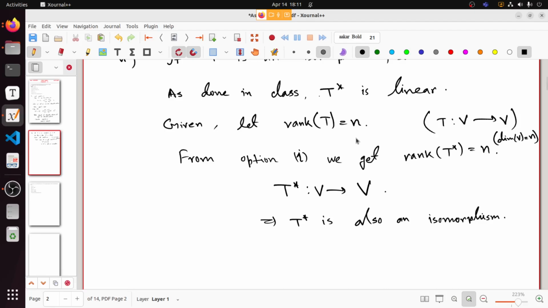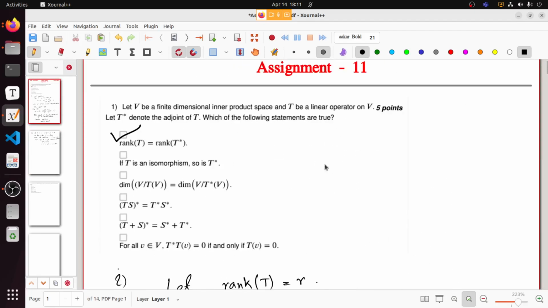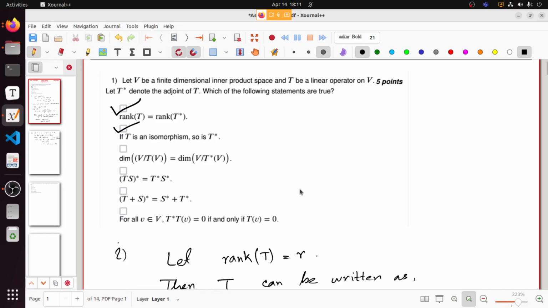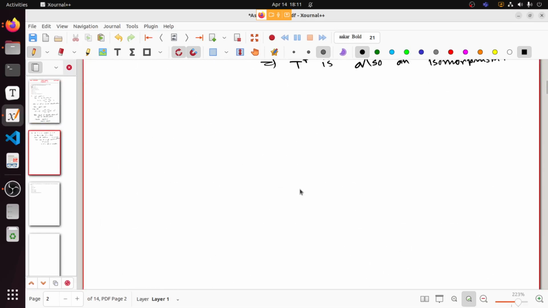So if T is an isomorphism, then T star is also an isomorphism. So option number 2 is correct. Now what is option number 3? Dimension of V mod TV equals dimension of V mod T star V. TV is the range of V under T, so basically the range of T.